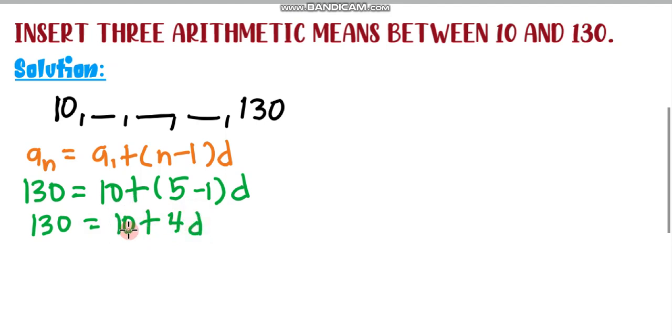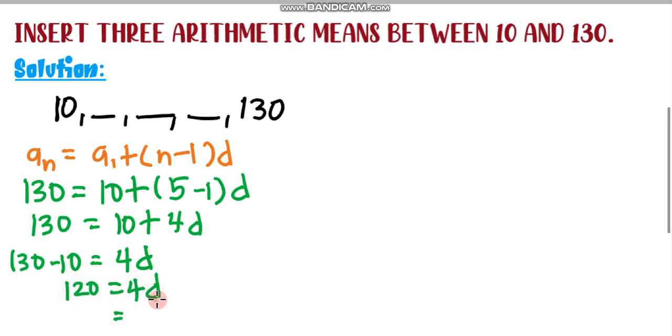Then, we transpose the number 10 to the left side. So, we will now have 130 minus 10 equals 4d. And then, simplify pa, 130 minus 10 is 120 equals 4d. Dividing both sides by 4 to get d, so that is 30. So, our common difference is 30.